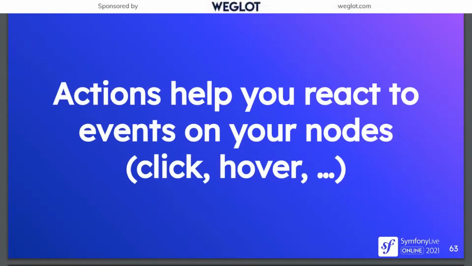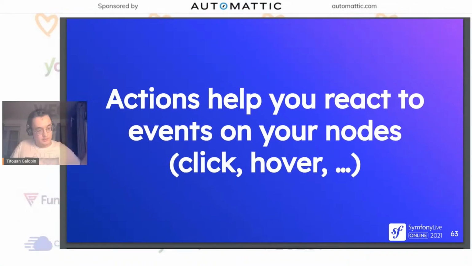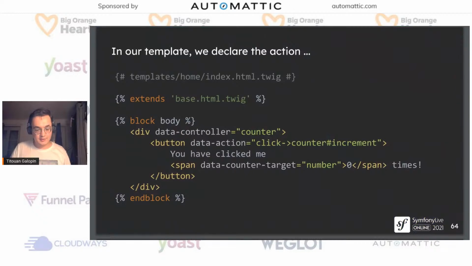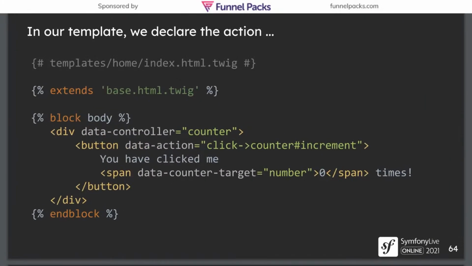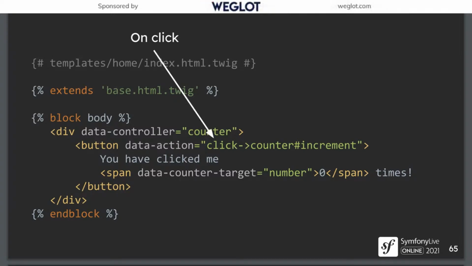Actions help react to certain events on my node, but instead of declaring these events in the controller, I would like to be able to declare them in the HTML. So here, for instance, instead of having this.element.addEventListener inside my controller, which I could do, I'm going to use a data-action attribute here in order to react to the click event.